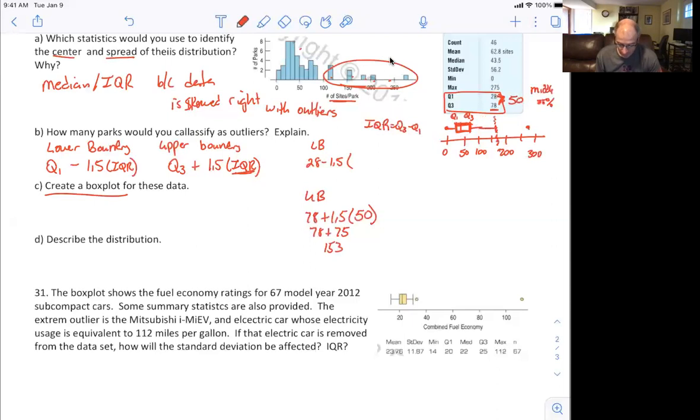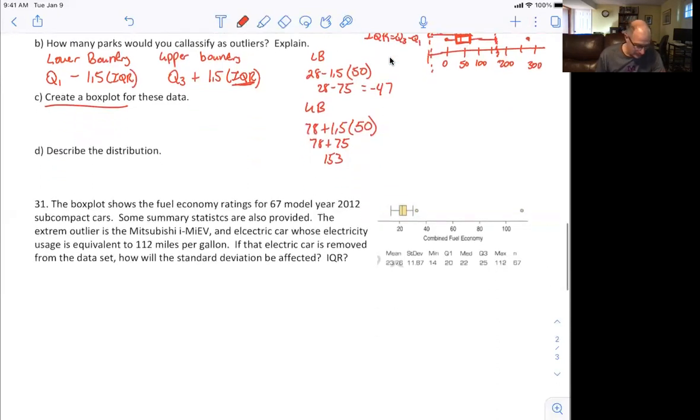If I go 1.5 interquartile ranges the other direction, so I'm going to go 75 units this direction. What's that going to be? 28 minus 75 is going to give me negative 47. So down here, here's negative 50, so I about drew it in the right spot. There's negative 47. Obviously I can't go less than 0, so I wasn't going to have a lower outlier. Man, I'm really messing this up badly.